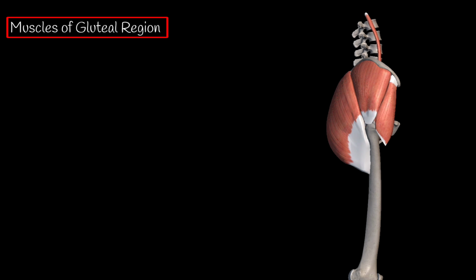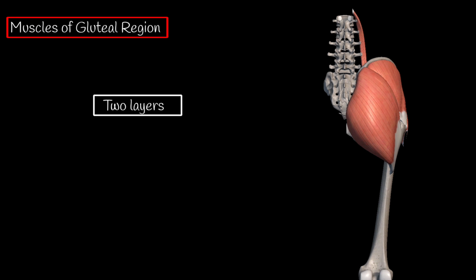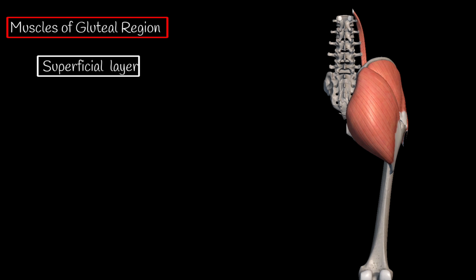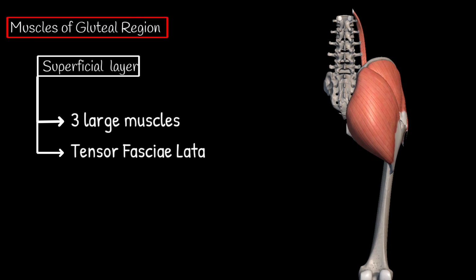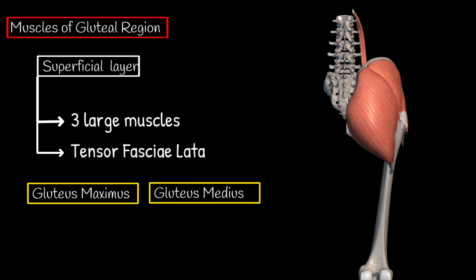The muscles of the gluteal region are organized into two layers, superficial and deep. First, we will learn about the muscles of the superficial layer. The superficial layer of muscles consists of three large muscles and the tensor fascia lata. The muscles are Gluteus Maximus, Gluteus Medius, and Gluteus Minimus.